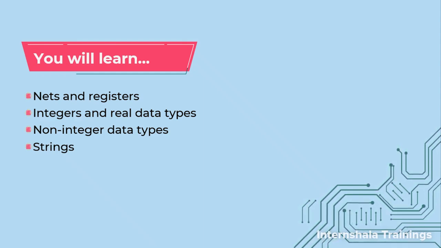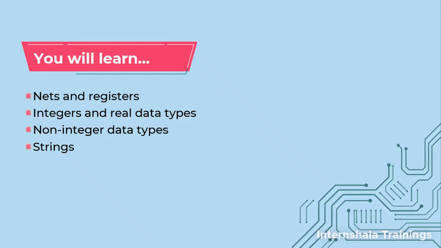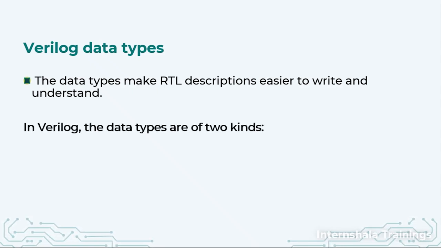So basically we are going to talk about the different categories or types of data that we can use for defining different signals, registers and wires in a Verilog program. So let us get started. So Verilog data types make our design, our description, what we call RTL description, much easier to write and understand. In Verilog, we basically have two categories.